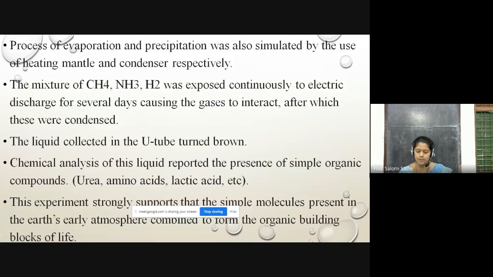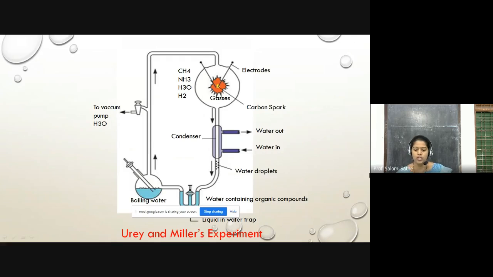This experiment strongly supports that the simple molecules present in the Earth's early atmosphere combined to form the organic building blocks of life. Here is the experimental setup for the Urey and Miller experiment. This is the glass chamber. Here in 1:2:2 proportion, they introduce the gases methane, ammonia, and hydrogen gas.